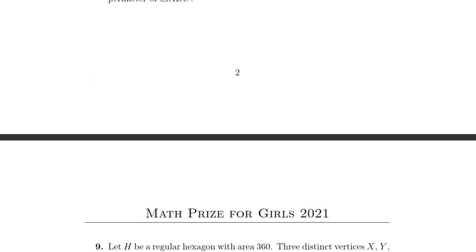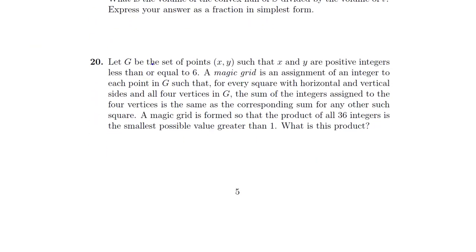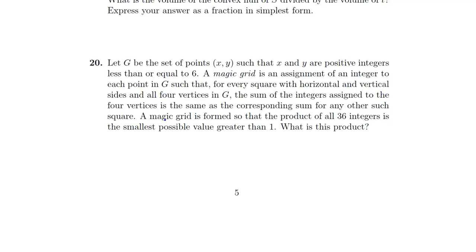Okay, let's try also the last problem of Math Prize 2021. Again, problem 20. Let G be the set of points (x, y) such that x and y are positive integers less than or equal to 6. A magic grid is an assignment of an integer to each point in G. So the important conditions are x and y less than or equal to 6, positive integers.